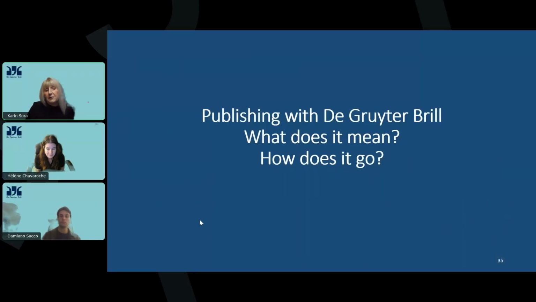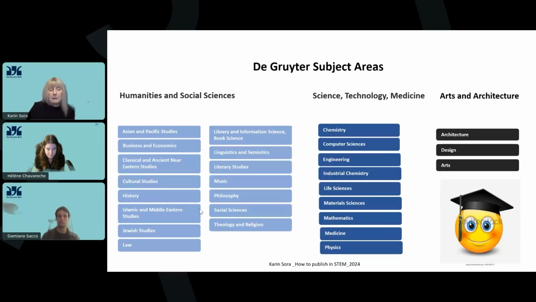So, publishing with De Gruyter Brill, what does it mean and how does it go? We publish in 29 subject areas. The ones I'm responsible for are science, technology, and medicine. We publish in chemistry, in industrial chemistry, in material science, in physics, in engineering, computer sciences, and in mathematics.